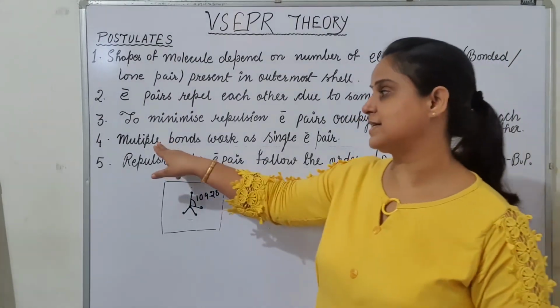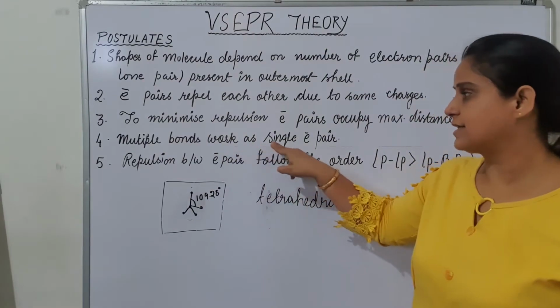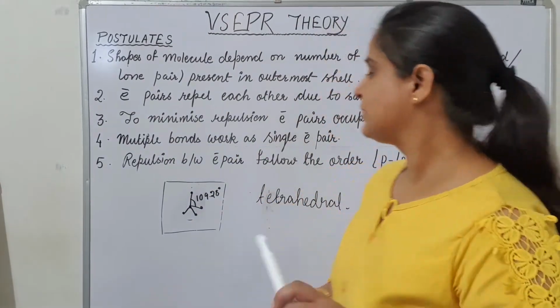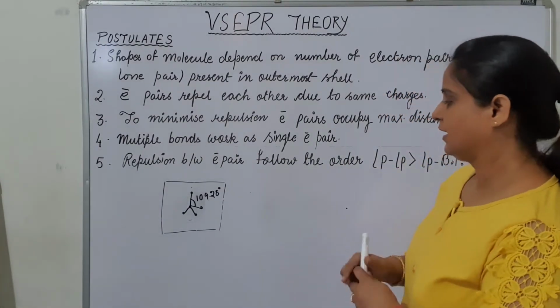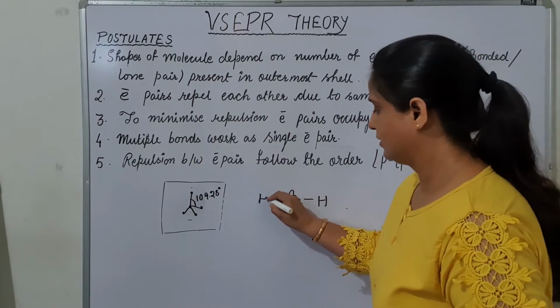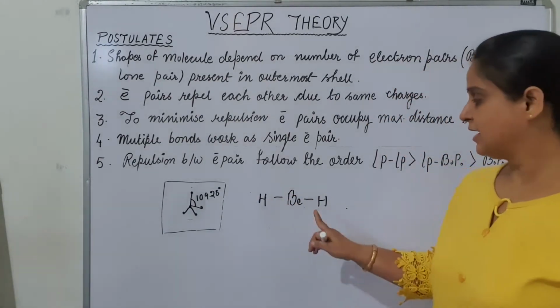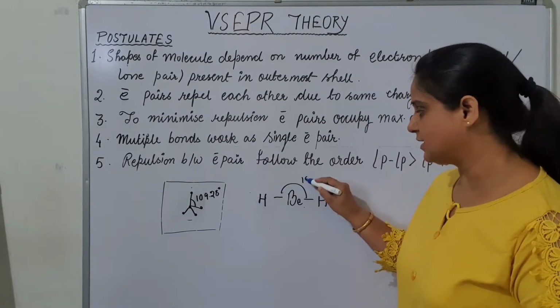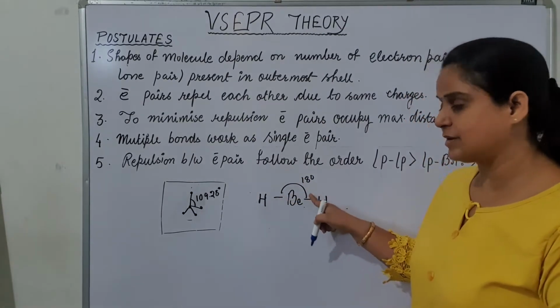The next postulate says that multiple bonds work as a single electron pair according to VSEPR theory. For an example, if there is beryllium connected with the 2 hydrogen, this is single bond, this is single bond. Single bond will maintain 180 degree angle so that this is the maximum distance.